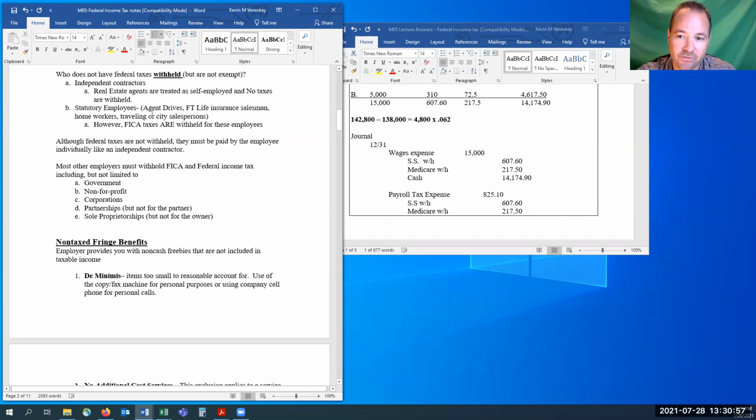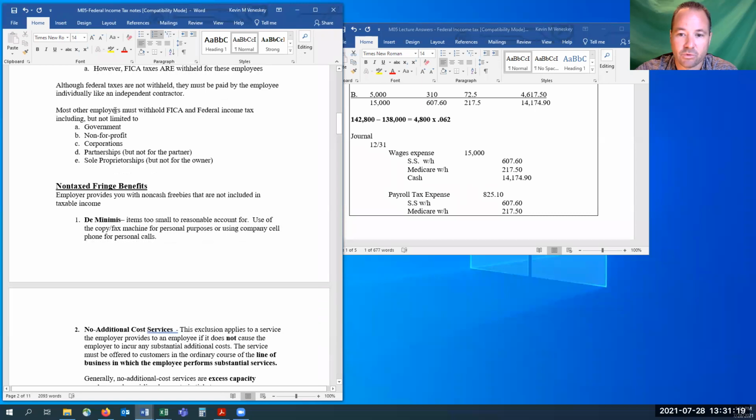Statutory employees, there's a few of them listed here. They have FICA taxes taken out, which is nice because then they don't have to pay the employer share. But for whatever reason, federal taxes don't have to be taken out, and they have to pay those on their own. I wouldn't like that. I'd rather it just be taken care of and done.